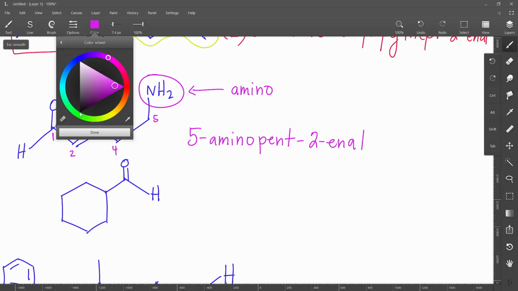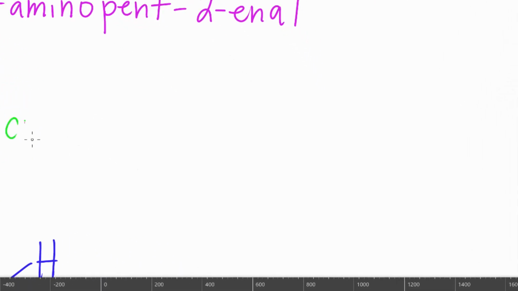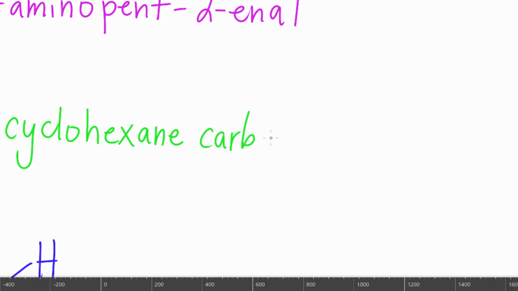All right, here we have a C double bond OH coming off of a ring. We call that a carbaldehyde. So we're going to give it the cyclohexane name, or cycloalkane name, plus carbaldehyde. So this is cyclohexanecarbaldehyde.